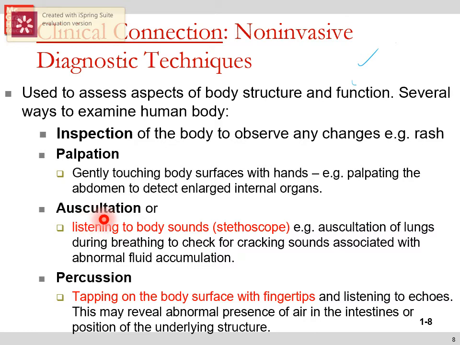And auscultation is the process of listening to body sounds, and this is done with a stethoscope. So you can listen to the sounds of the lungs during breathing to check for any crackling sounds associated with fluid accumulation or any infection in the lungs. So you can compare the differences in breathing between a normal person and an abnormal person who, say, is infected with pneumonia or has pneumothorax or a collapsed lung.